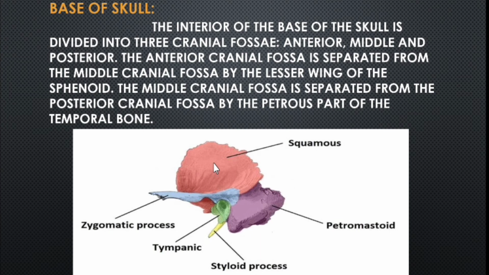This is the squamous part, petromastoid, styloid process, tympanic part, and the zygomatic process. Now in this video, I will discuss the anterior cranial fossa. In my other videos, I will discuss the other parts, the middle and posterior cranial fossae.